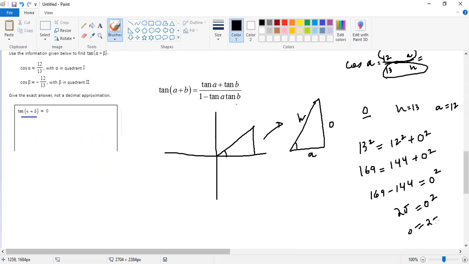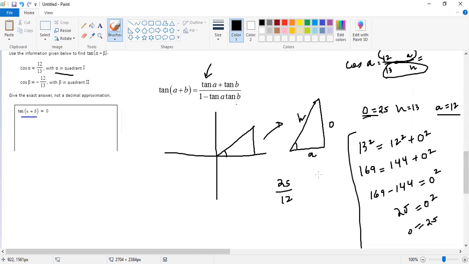And O equals 25 in this case. So O for this triangle is 25. Now, it is in the first quadrant. So the cosine of A is, so actually we're looking for, what are we looking for first and foremost? We're looking for the tangent of A. So the tangent of A is O over A, given SOHCAHTOA. So O over A in this case is 25 over 12. Let's double check that.